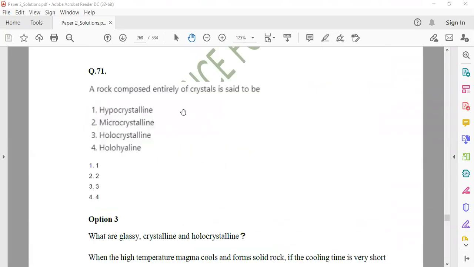So the correct answer here is holocrystalline, which is choice number 3.